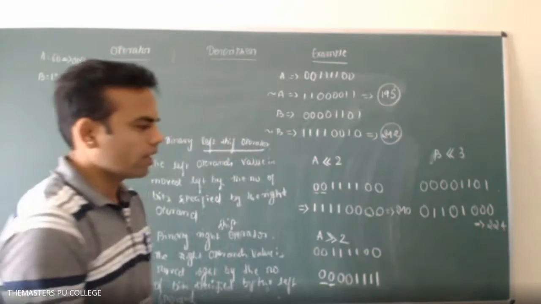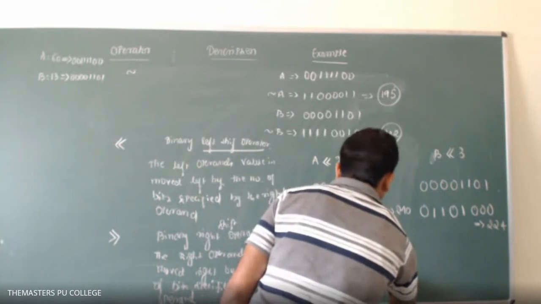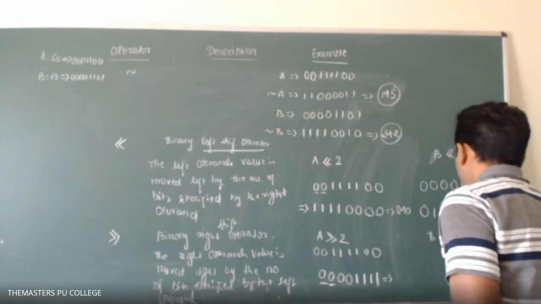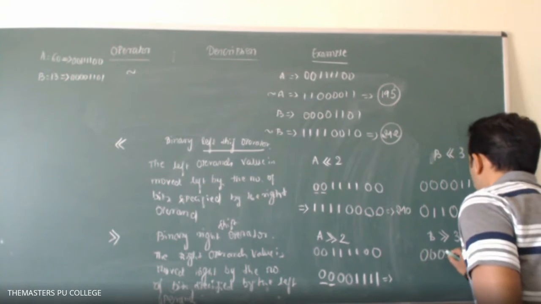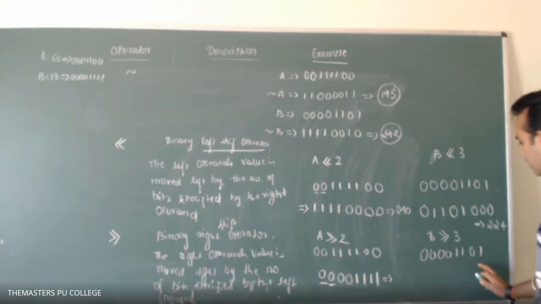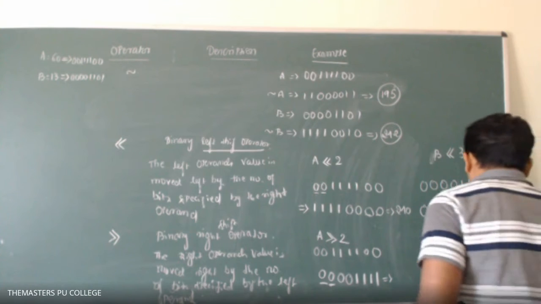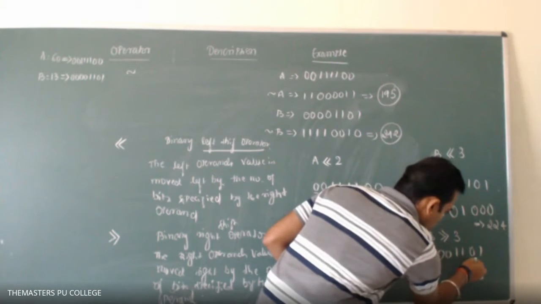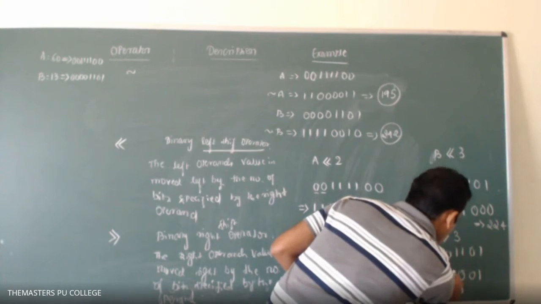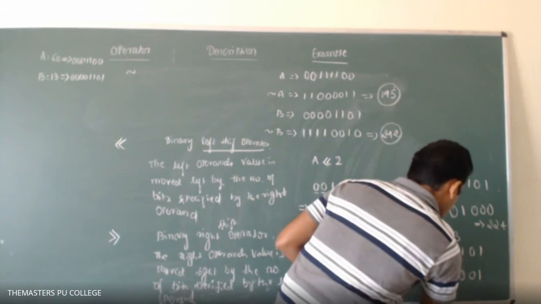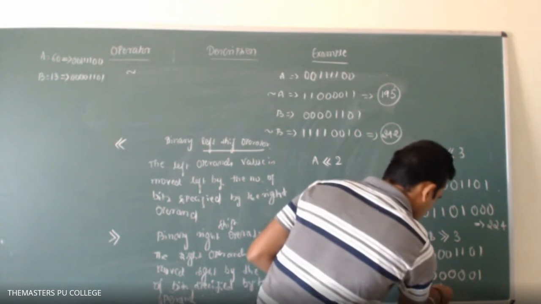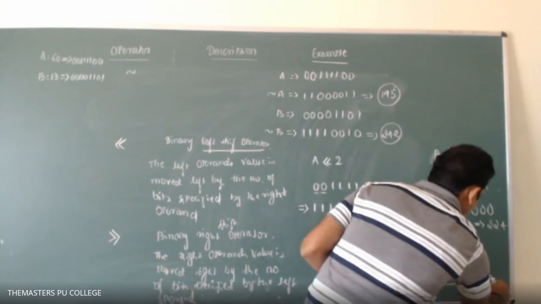Okay, so what is the binary equivalent of B? We will consider 3 here: 0 0 0 0 1 1 0 1. For the right shift operator, these three bits will be moved. So we start with 1 0 0 0 0, and then another 3 zeros will be added towards this side. So that's clear.